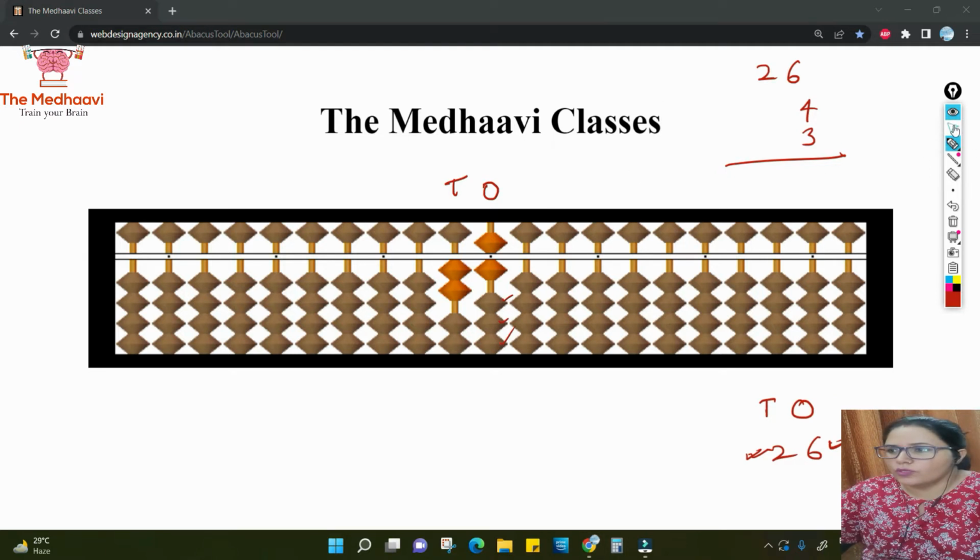So 2 in the 10th place and 6 in the unit place. So you made 2 on the 10th place and 6 in the unit place. This is 26, right? So now we have to add 4 to this. But as you know, we are having only 3 beads available and each bead is having a value 1.